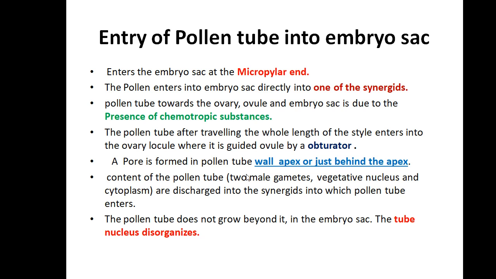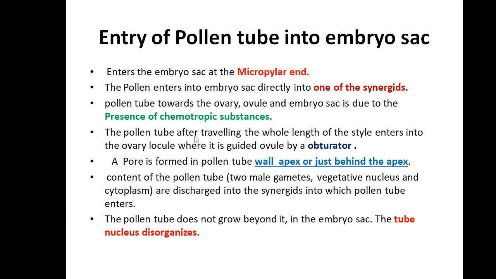A pore is formed in the pollen tube wall at the apex or just behind the apex. If you take the apex, that is the last part, the tip of the pollen tube. A pore opens at the tip or just behind it, and all the two male gametes and the vegetative nucleus, cytoplasm, everything is discharged into the synergids. The contents are released into the synergids of the embryo sac in the ovule.